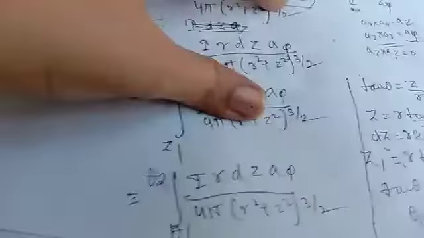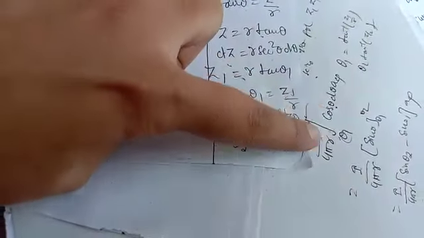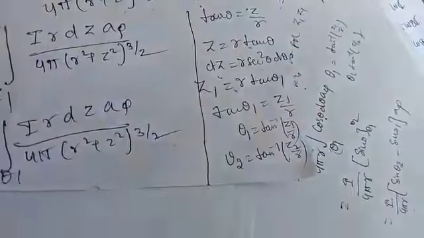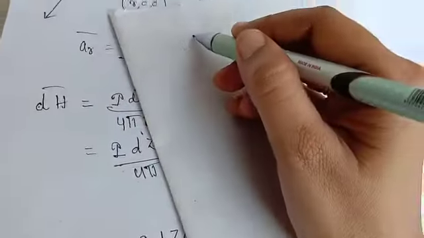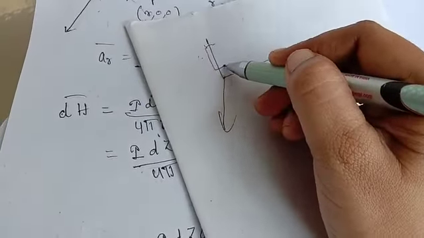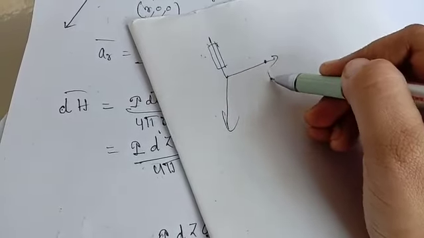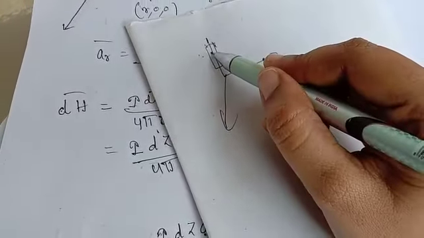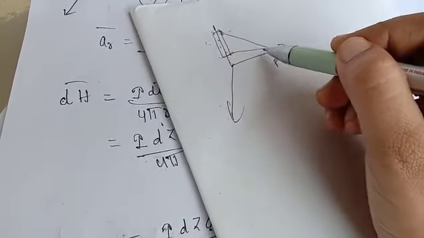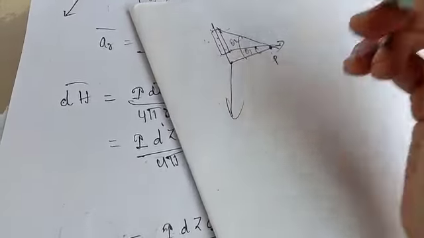Now, what will be the angles? We already have written that the angle theta 1 will be tan inverse of Z1 by R, and theta 2 will be tan inverse of Z2 by R. When will the angles be positive, and when will they be negative? If the point P is here and the conductor is lying above the point P, then both angles, theta 1 from here and theta 2 from here, will be positive.